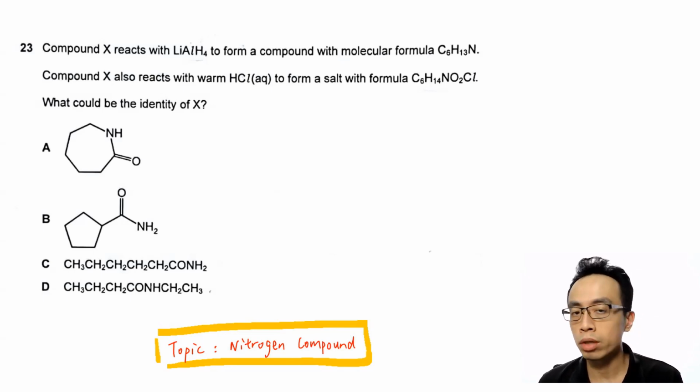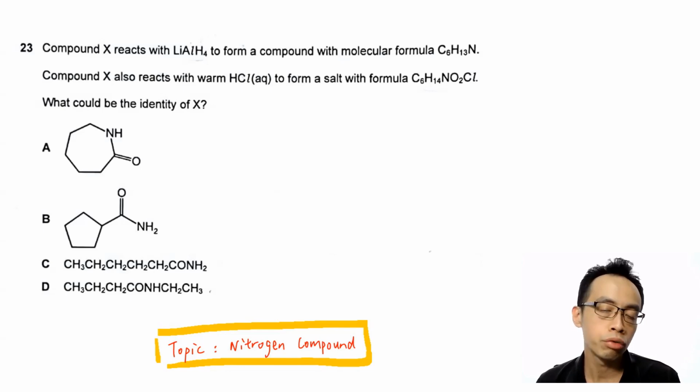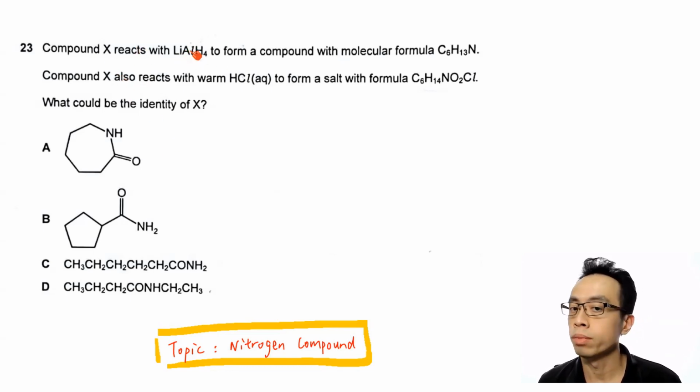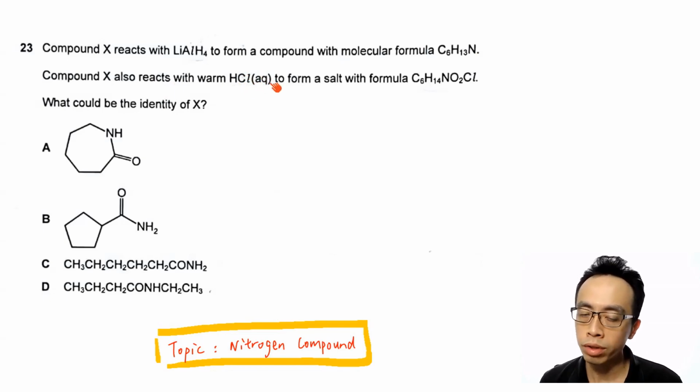Now in this video, we want to discuss the suggested solution for 2021 A-Levels H2 Chemistry Paper 1 question 23. Compound X reacts with lithium aluminum hydride to form a compound with molecular formula C6H13N. It also reacts with warm aqueous HCl to form a salt with formula C6H14NO2Cl. So what could be the identity of X?